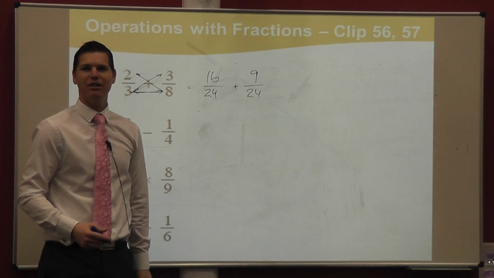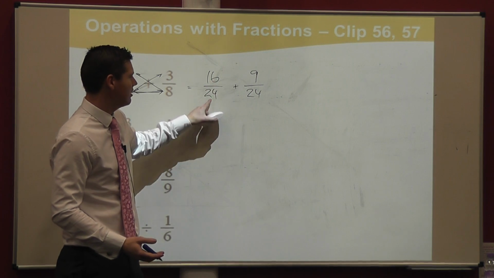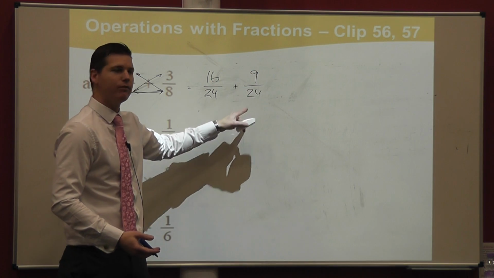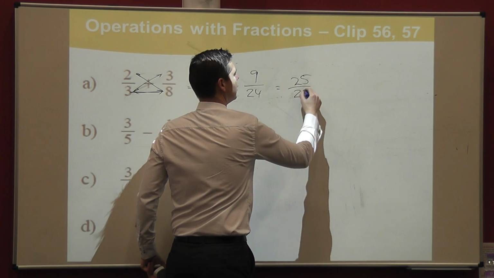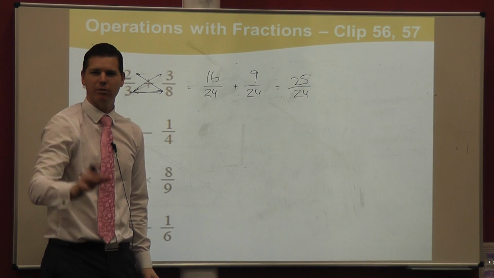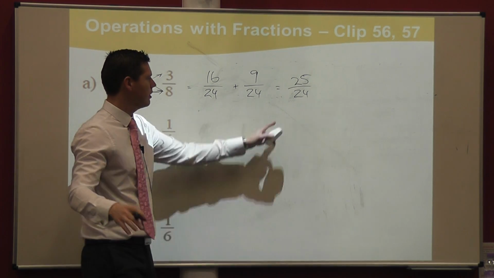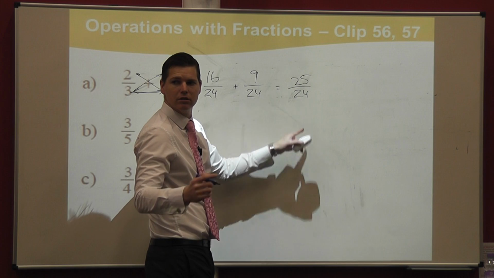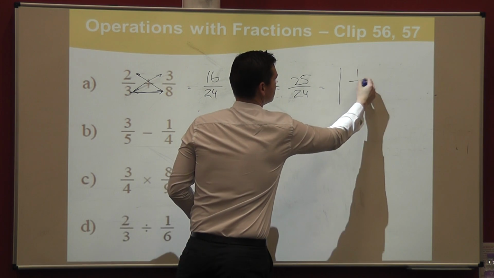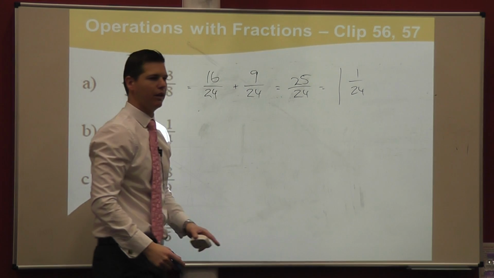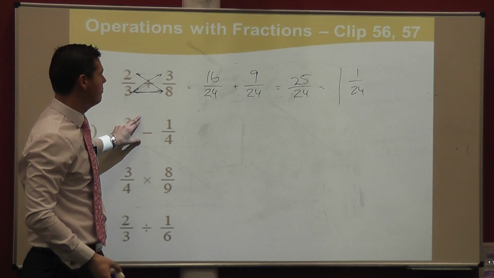And then once you've done that, the rest of the question's really easy. If I've got 16 24ths plus 9 24ths, add the two together, I get 25 over 24. Simplified is what? How many times does 24 go into 25? Once. With how many left over? With 1 out of 24 left. And that's it. I'm not going to do this because it's the same.